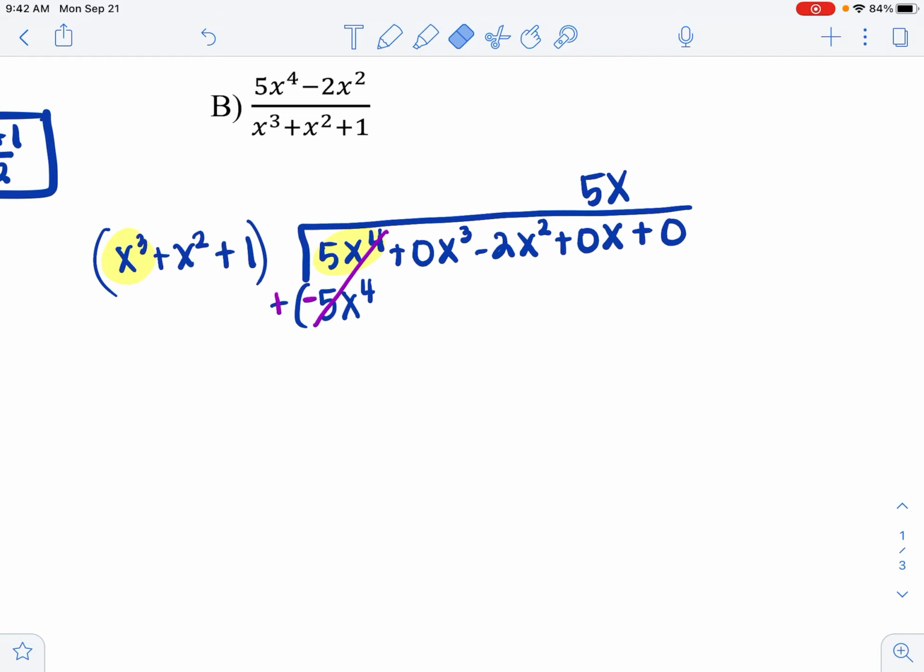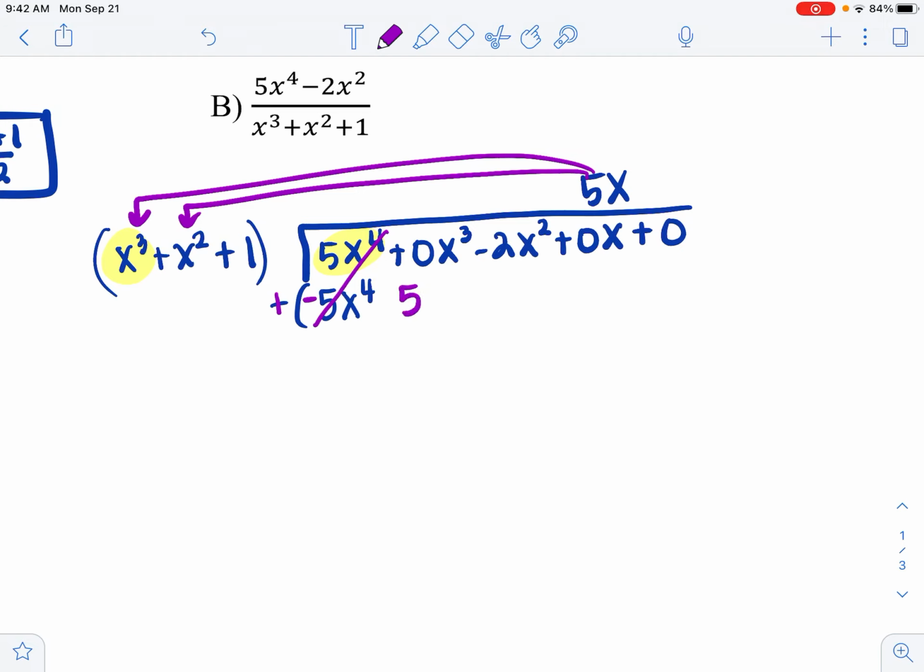I refuse to. I realized when I just looked at it, 5x times x cubed is 5x to the 4th, but 5x times x squared is 5x cubed. That's where I made a mistake. 5x times 1 is 5x. And the only reason I caught my mistake was just thinking about, oh, there is no cubic term, but there was. So my bad.